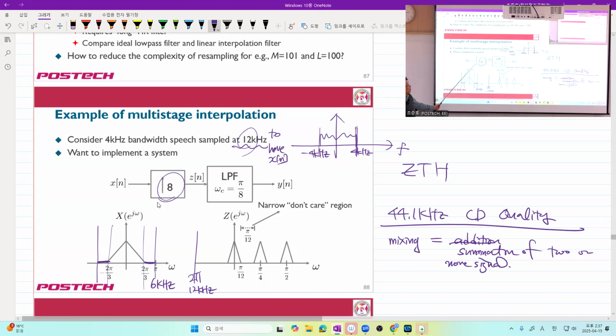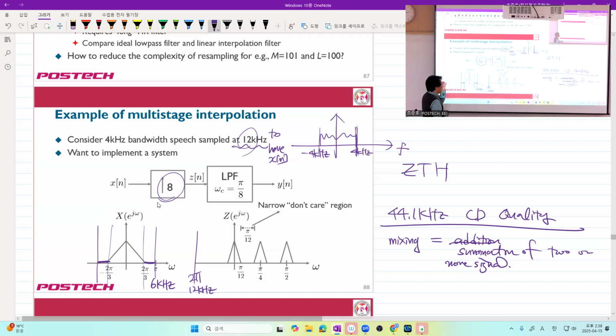Anyway, in this example, 8 times upsampling, or upsampling by 8, occurred. And first, what happens? You insert 7 zeros, right? Then what happens? The number of samples expands, which means the sample period is expanded in the time domain. So it is compressed in the frequency domain. So you have now this one, pi is there. And if L is 8, you have 8 copies.